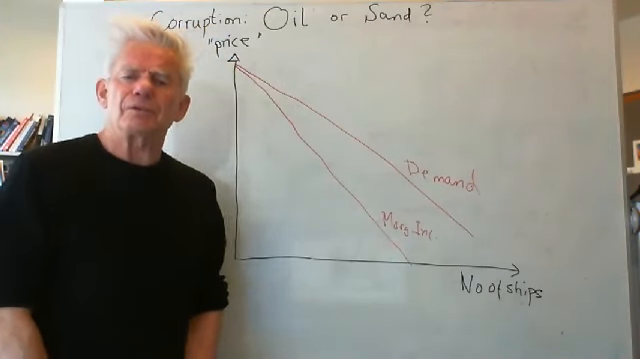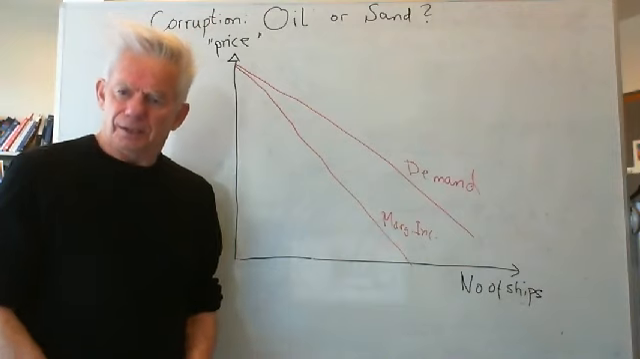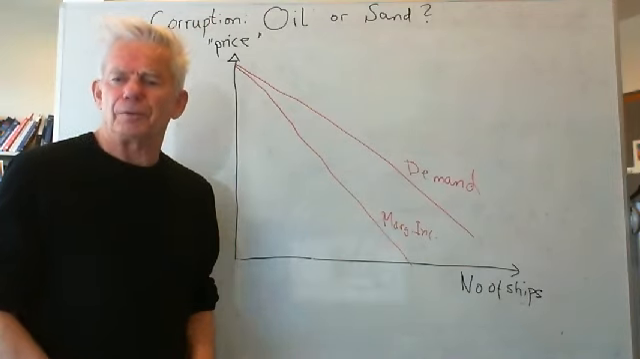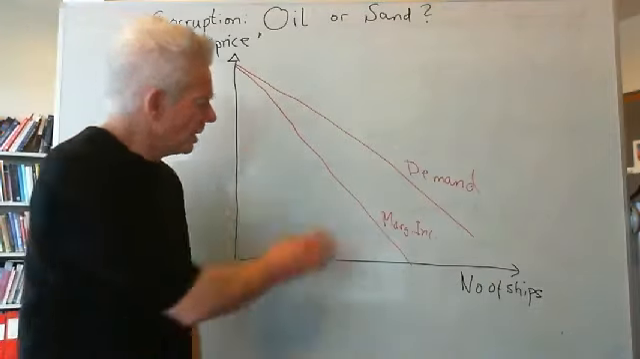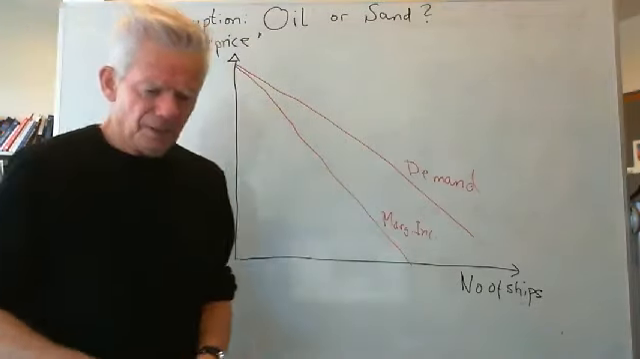So the marginal income is always less when you have a downward sloping demand curve. It's always less than the price. So that's why it goes like this.